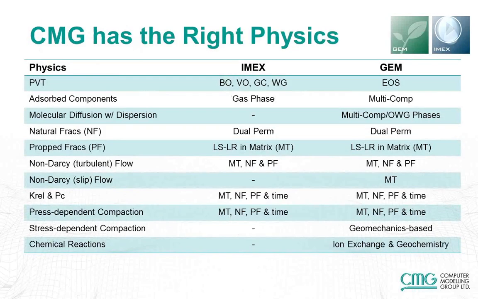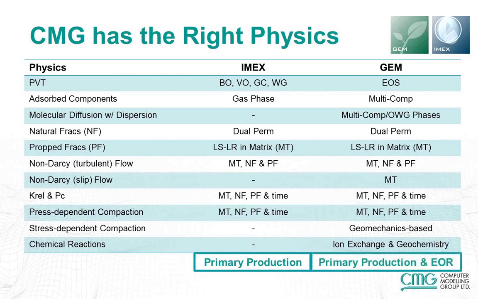So when comparing the two simulators, there's a lot of common features, but there's a few things that will differentiate between the type of simulator that you may want to use. With IMEX, typically we will use this in primary production type processes. However, if we're doing more advanced mechanisms, or we want to account for multiple components in our models, we can also use GEM, which can also account for things such as geomechanics or geochemical reactions.